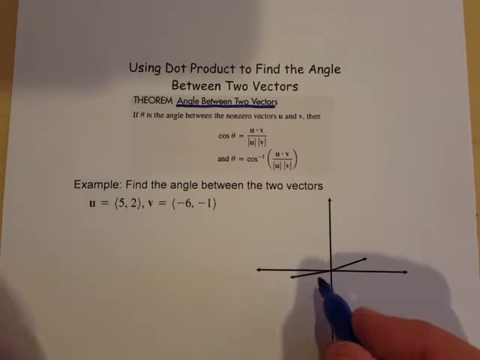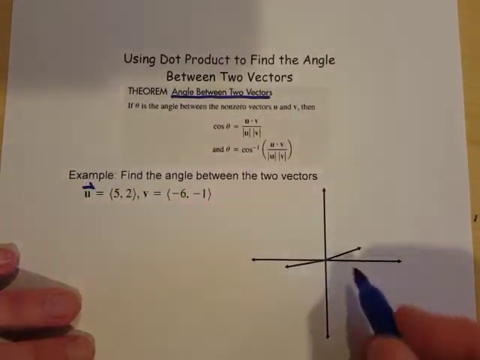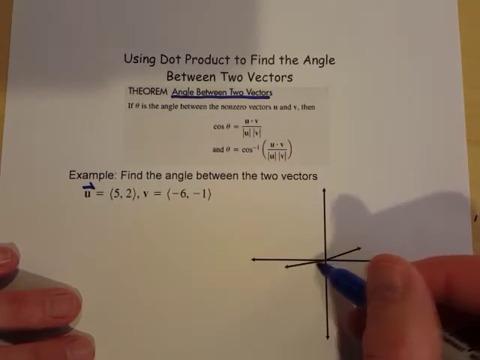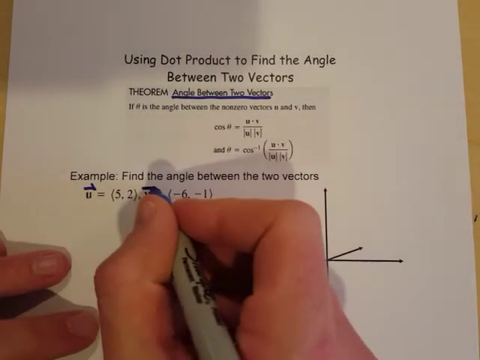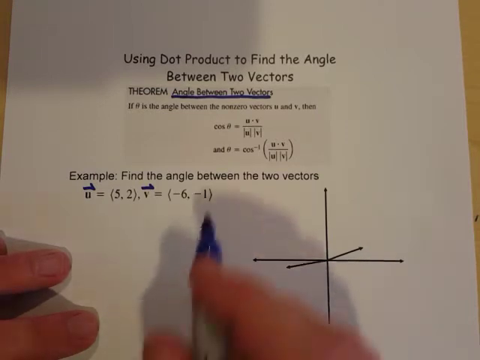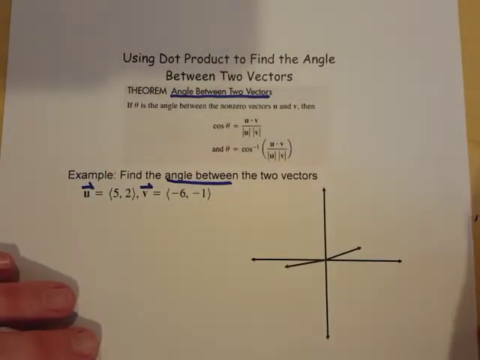So on this page here, you'll notice that we have u as the vector 5, 2. That's this one right here. There's no grid right now, but there's a grid on your notes that you might be viewing with PDF. And then v is -6, -1. So we've got these two vectors. We want to find the angle between those two vectors, and this formula helps us out with that.